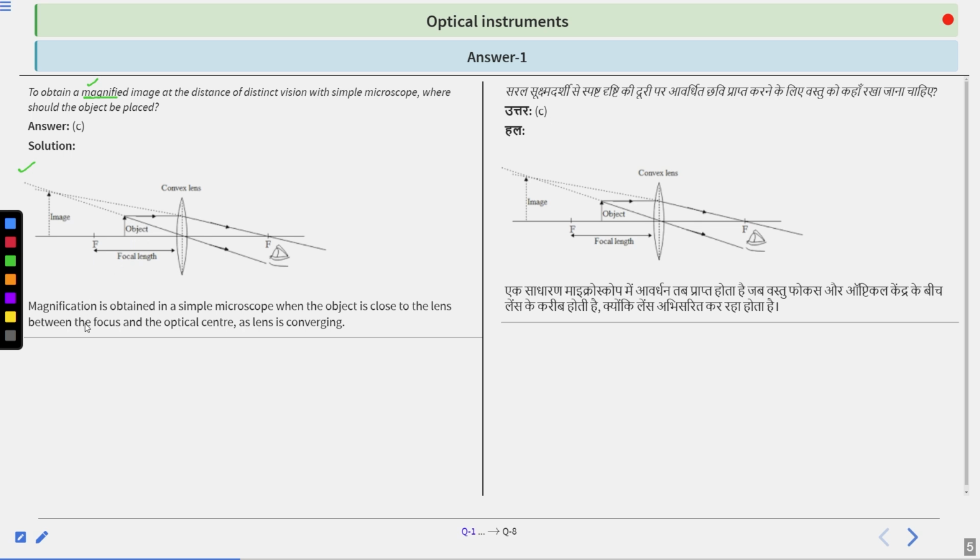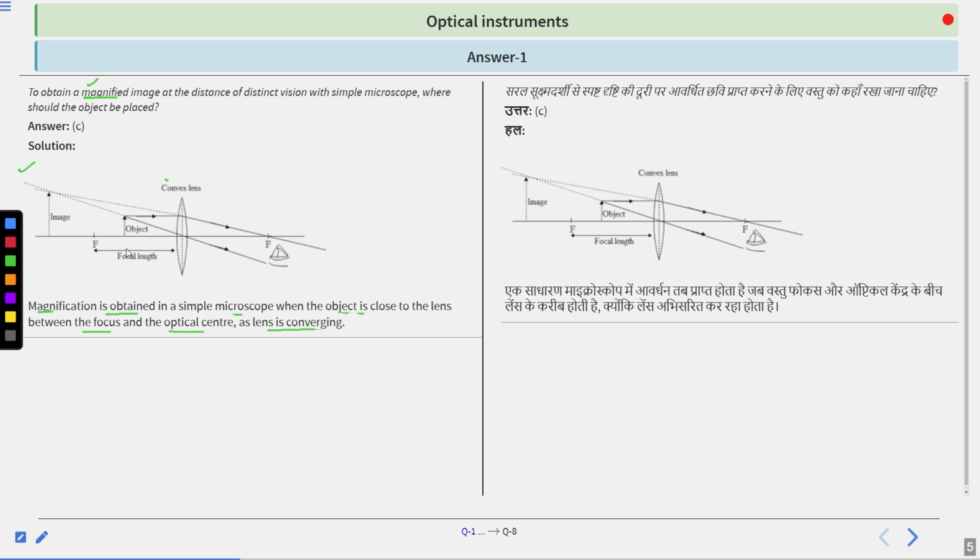Clear? So magnification is obtained in a simple microscope when the object is close to the lens, between the focus and the optical center, as the lens is converging. So the convex lens is also known as a converging lens.